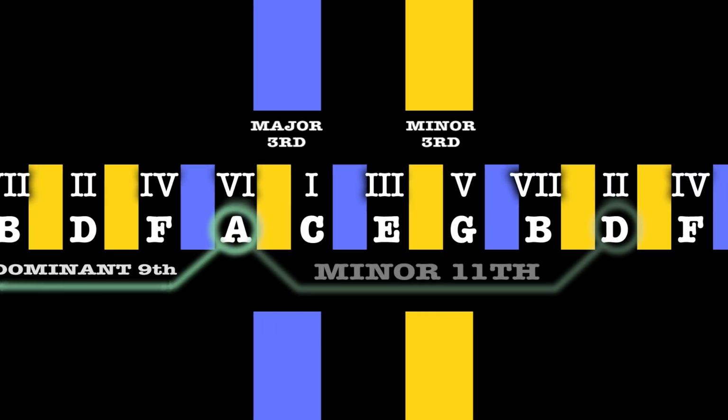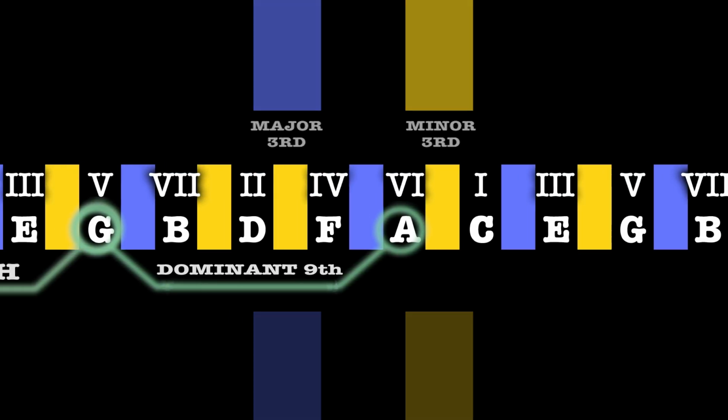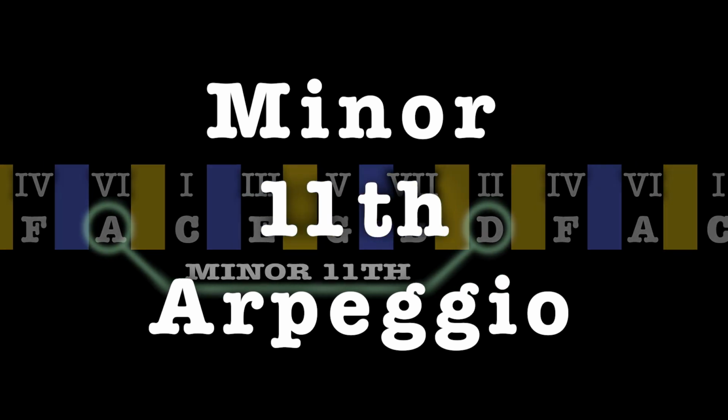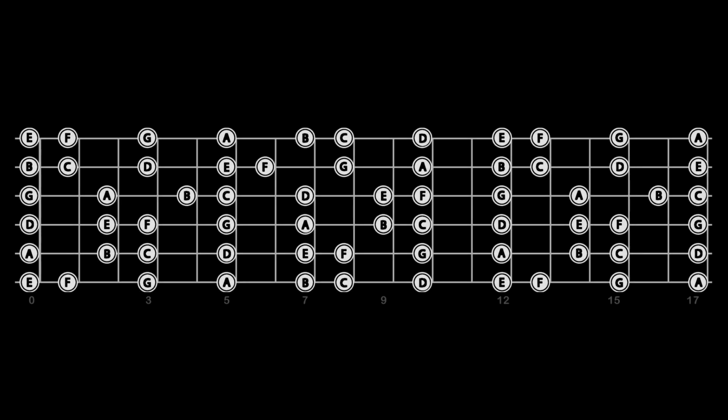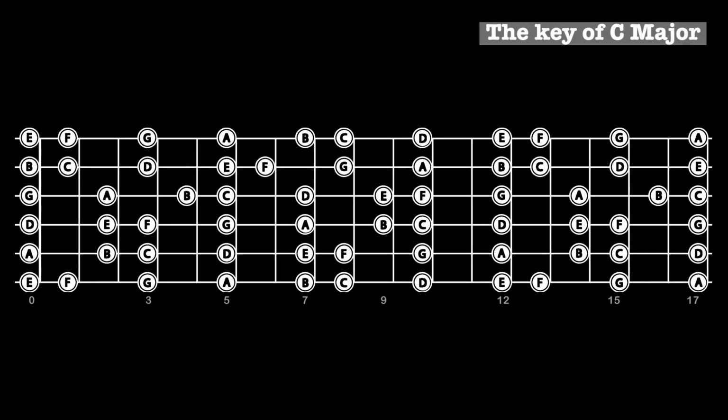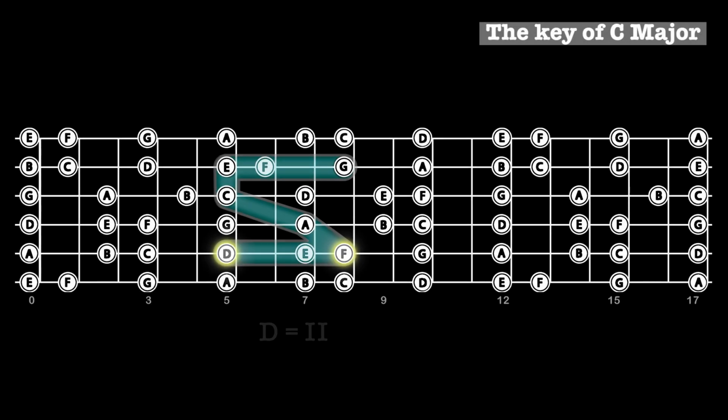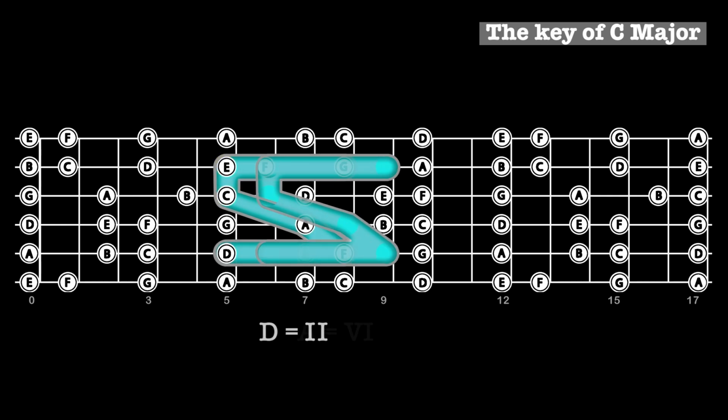The arpeggio that combines the clearest symmetry, along with the widest range of notes and the most coverage across the fretboard, is the minor 11th arpeggio, or I should say the minor 11th arpeggios, plural, because there are 2 identically structured minor 11ths in each key. One is rooted on the 2nd of the key, the other is rooted on the 6th of the key.